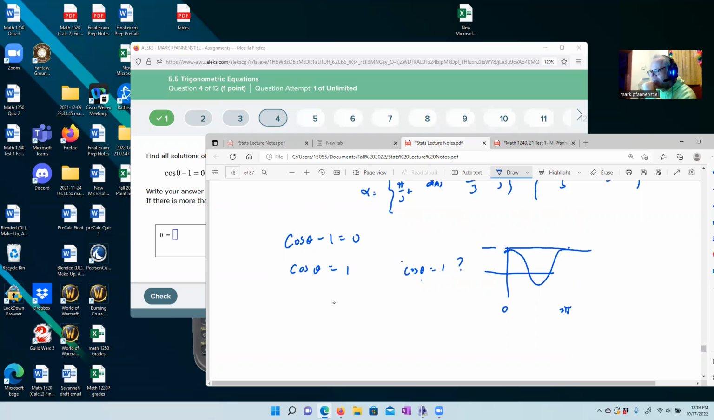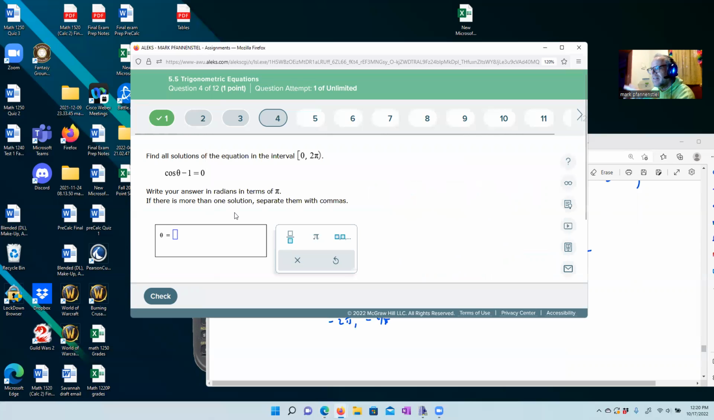So we have theta is equal to 0 and 2 pi. It's actually also equal to every revolution around after that too. So 2 pi, and then 4 pi, 6 pi, 8 pi, etc. Also negative 2 pi, negative 4 pi. We can go around either way.